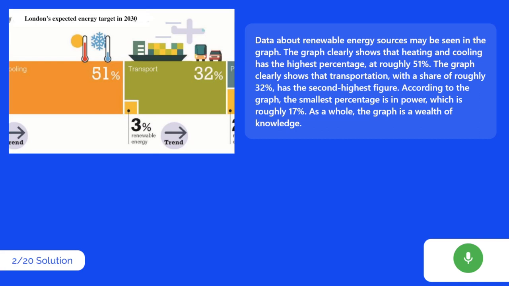According to the graph, the smallest percentage is in power, which is roughly 17%. As a whole, the graph is a wealth of knowledge.